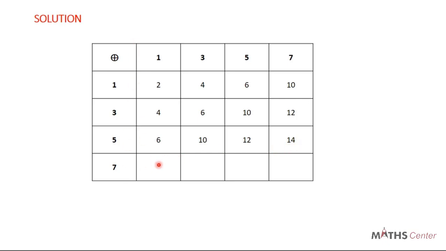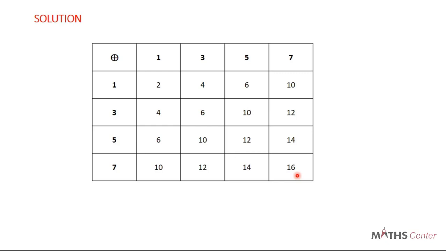7 plus 1 is 8. 8 in base 8 is 1 remainder 0, that is 10. 7 plus 3 is 10. 10 in base 8 is 1 remainder 2, that is 12. 7 plus 5 is 12. 12 in base 8 is 1 remainder 4, that is 14. Then 7 plus 7 is 14. 14 in base 8 is 1 remainder 6, that is 16, as we have it here. So we have now drawn the table. Let's move on to solve the questions that were given to us.